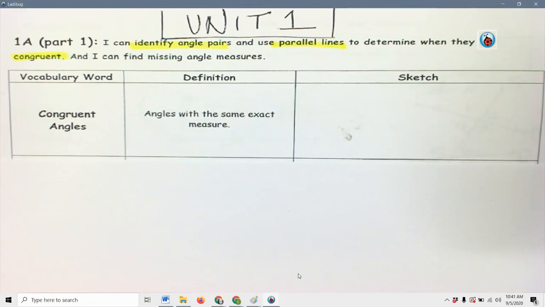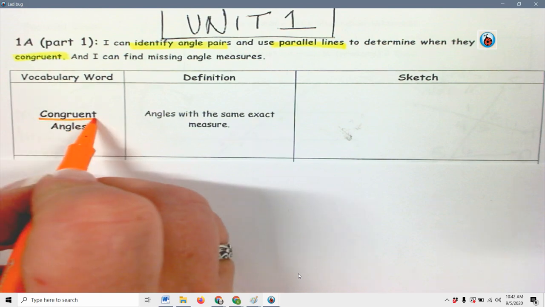This is Unit 1, Part A, Section A. The first thing that we're learning is we want to be able to identify angle pairs that are congruent or equal, and we'll use what we know about parallel lines and angles to be able to decide when angles match or they're congruent. Let's talk about what congruent angles are just a little bit more.